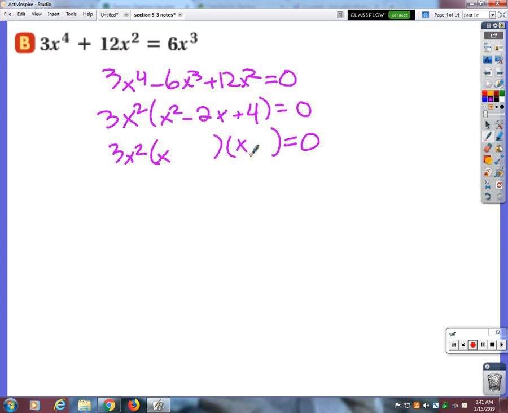The only other numbers that multiply together to be 4 are 4 and 1, and you can't get a 2 out of that. So that means it does not factor.